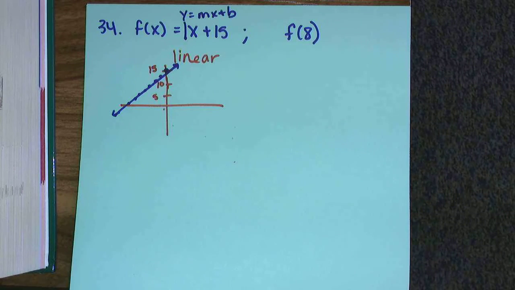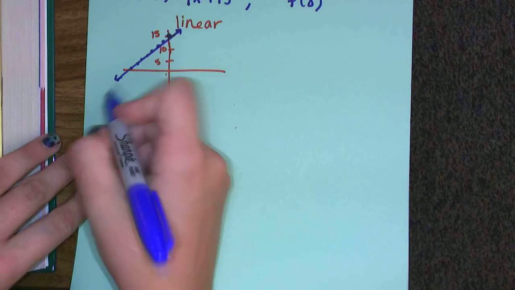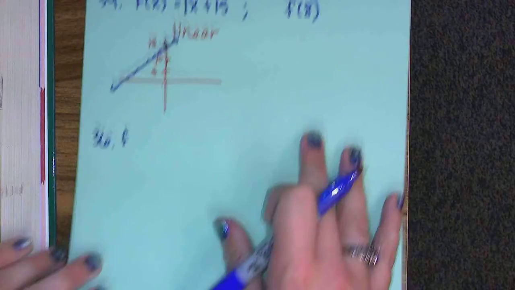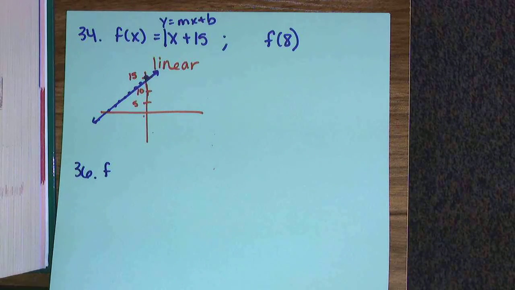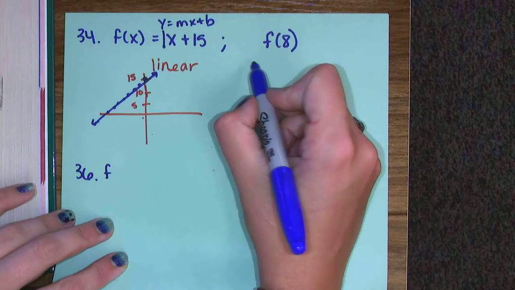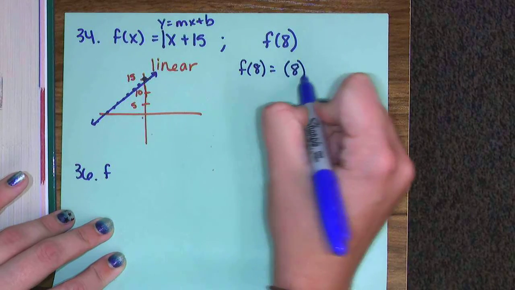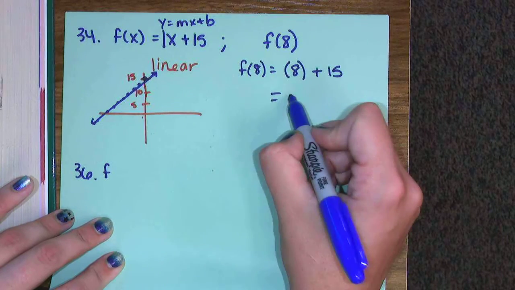Because mx plus b is a line. Yes, we're getting there. I was just stopping on the first one because you looked really confused. I just was going to keep going because they were asking me questions about that. All right, so plugging it in then. f of 8 is equal to, we replace the x with 8, plus 15. 8 plus 15 is 23, and that's your answer.